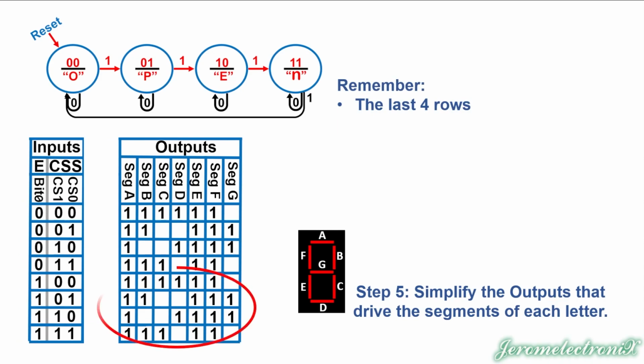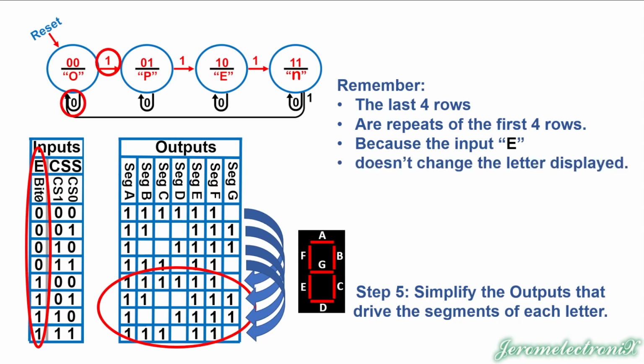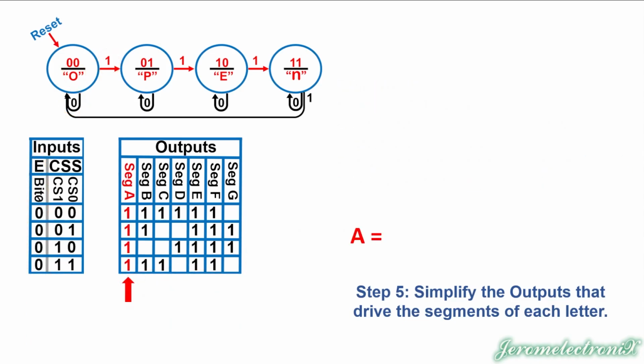So now the last 4 rows here are just repeats of the first 4 rows. We don't need them for the output decoders because we don't send the input signal E to the output decoders, since it doesn't change the letter display. That's what it's saying. So if we're in this state, we're displaying this letter. If we go back to this state, we're also displaying this letter, and that's really what's being said there. So for simplification, we only need the 4 rows.